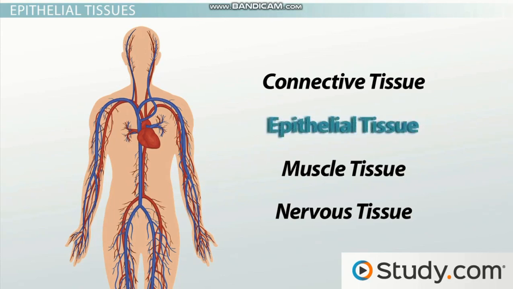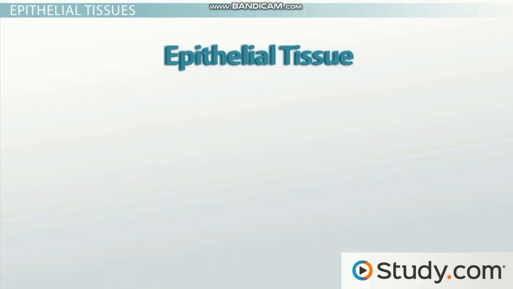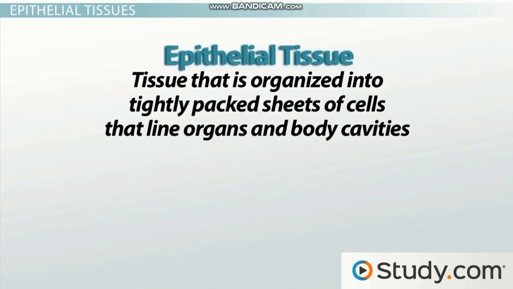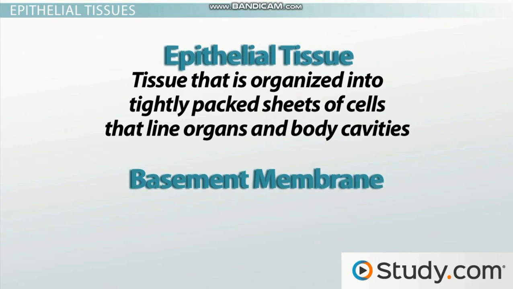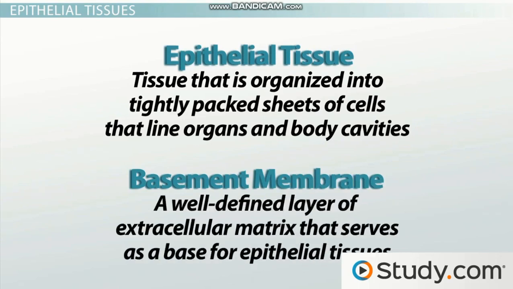We'll talk about connective, muscle, and nervous tissue when we talk about those systems. Epithelial tissue is tissue that is organized into tightly packed sheets of cells that line organs and body cavities. In epithelial tissues, one or more layers of cells completely covers a basement membrane, which is a well-defined layer of extracellular matrix that serves as a base for epithelial tissues.